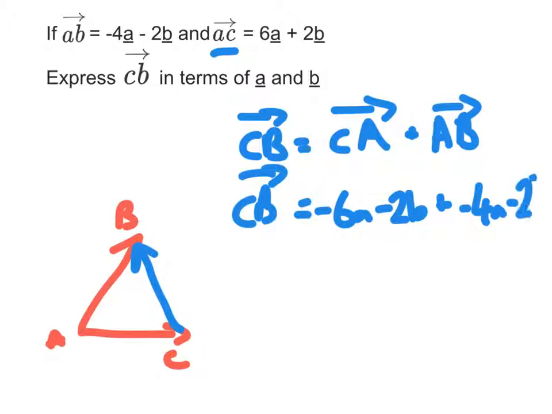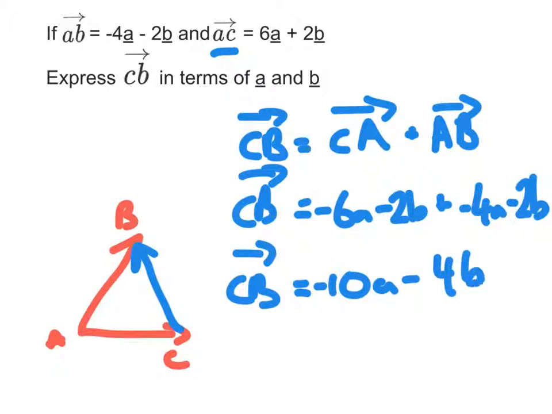So that means C to B is minus 6A plus minus 4A, which is minus 10A, and minus 2B minus 2B, which is minus 4B. So that is my answer.